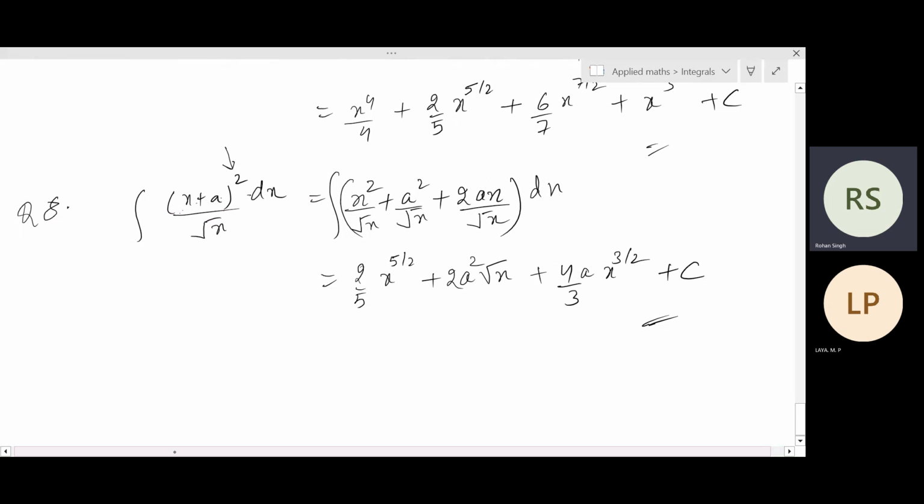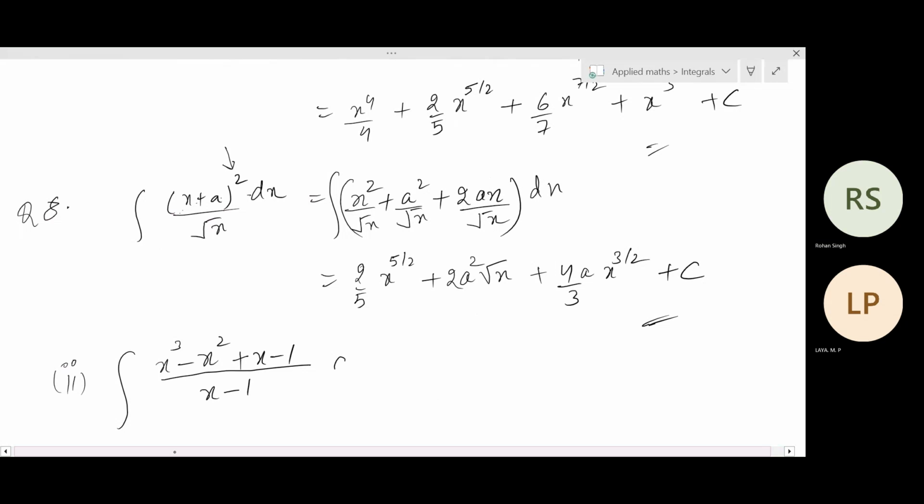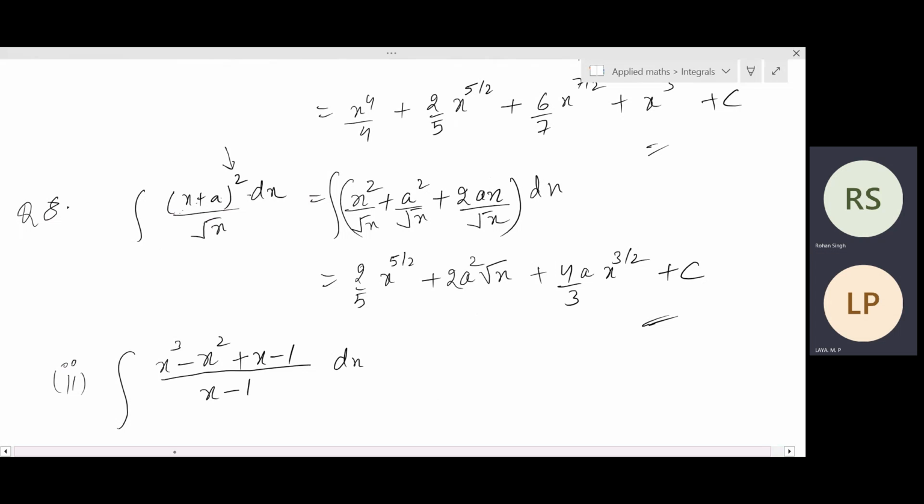Okay, second one, the second part is interesting. Let's do this one. We have here x cube minus x square plus x minus 1, whole divided by x minus 1. So until this point, we were only having factorizable ones. Can we factorize it? Yeah, we can factorize this.